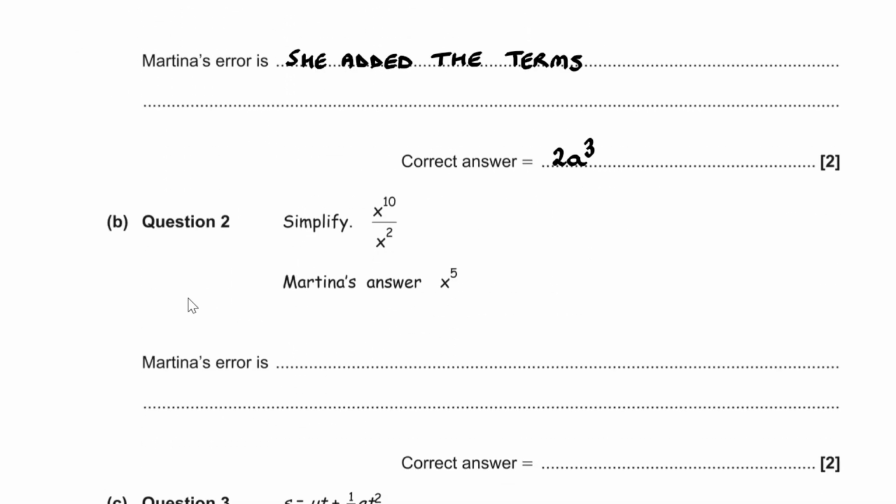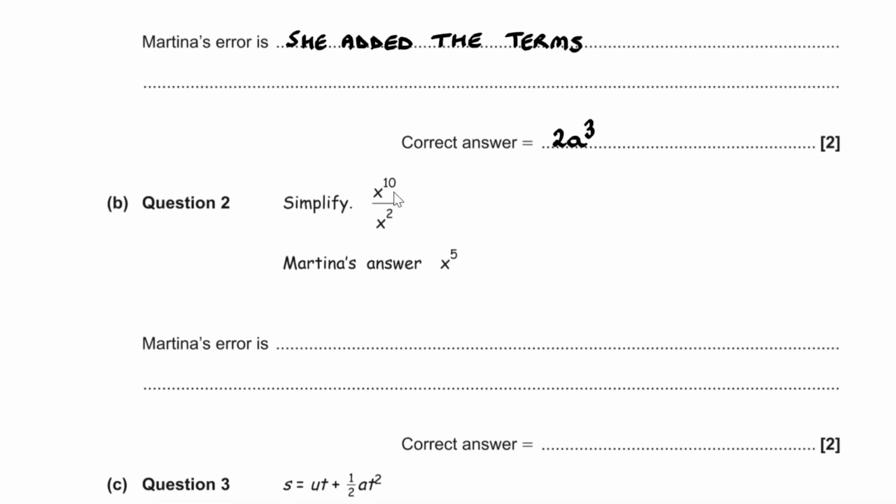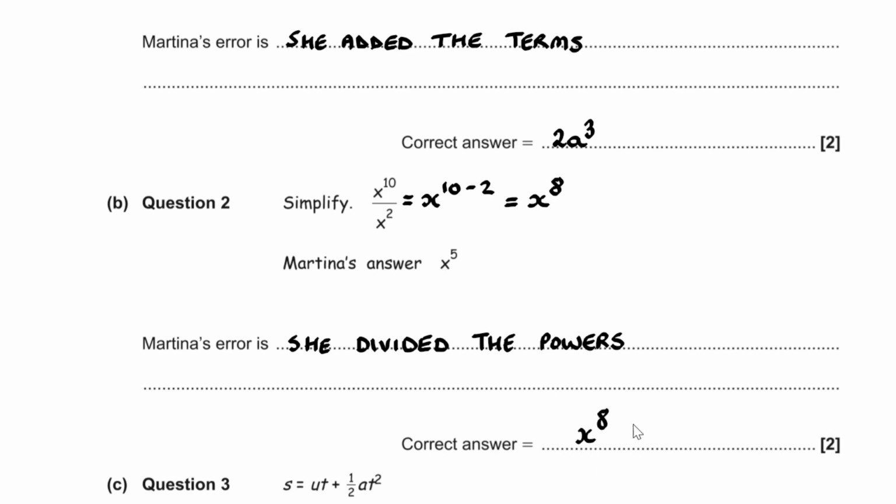And now for part B, when simplifying x to the 10 over x squared, the answer they got was x to the 5. So when we come to identify the error, well, they divided the 10 by 2. So she divided the powers, she should have subtracted the powers, giving us x to the 10 take away 2, which is just x to the 8. That's what we should have got. We should have got x to the power of 8.